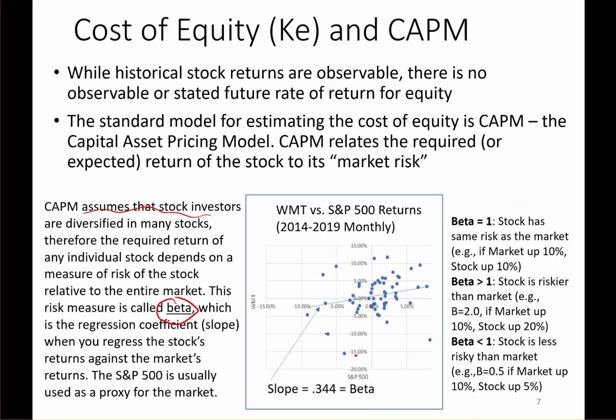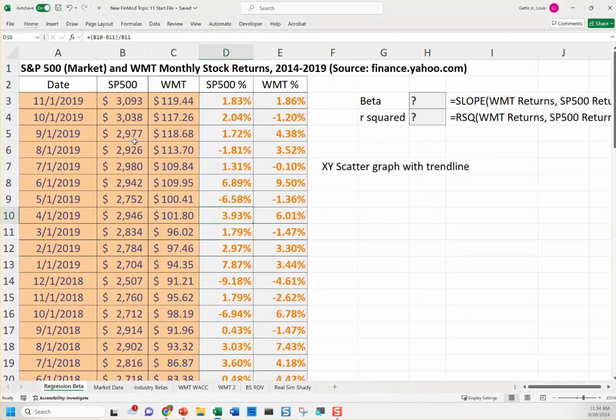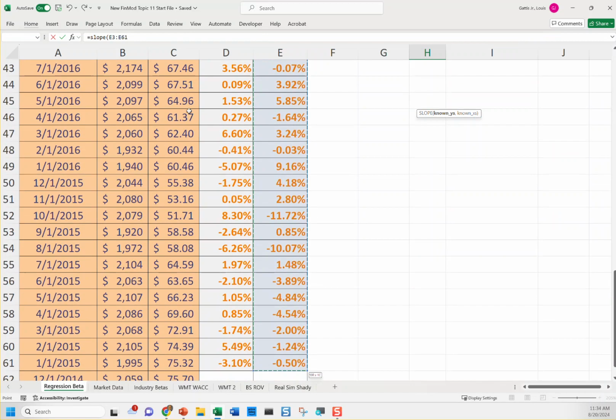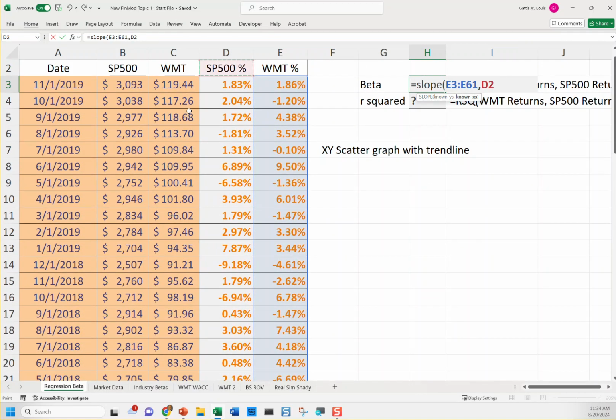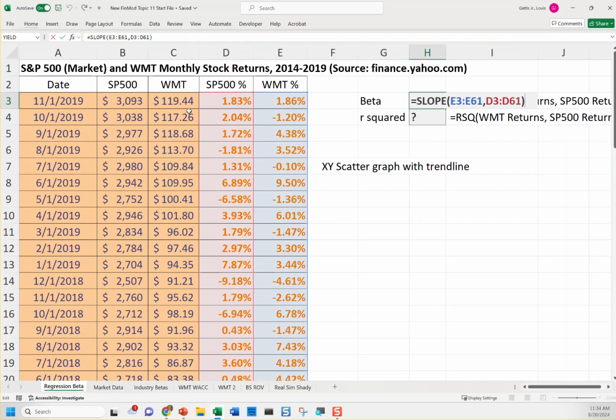So how do we actually calculate this beta? Well, I have a data set here of Walmart's returns. And you can see here are S&P 500 prices and Walmart prices. These are actually adjusted prices, which include dividends, so we can get total return. So this data here is the returns of the S&P 500 and the returns of Walmart over this 5-year period. I can just do a slope function in Excel where I put in the stock returns, comma, the S&P 500 returns, and I get 0.344.